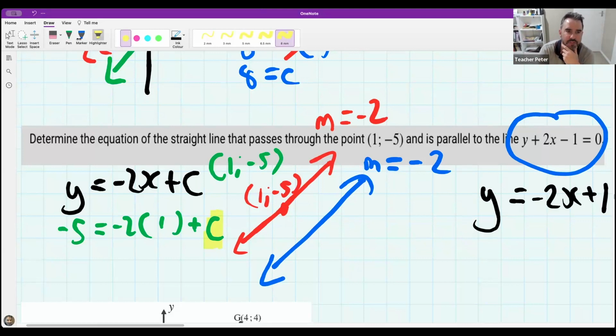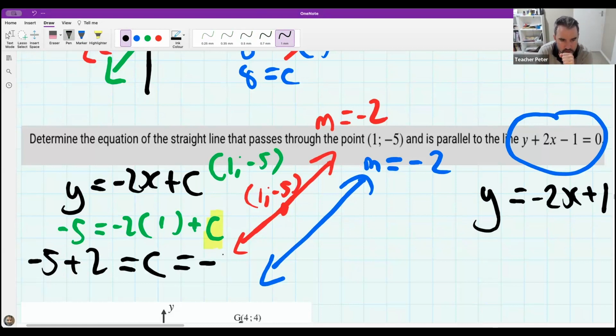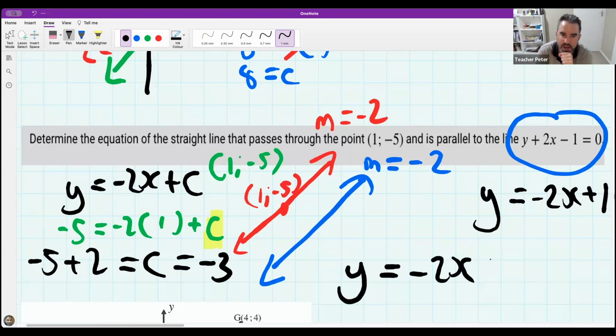So if I move things around, so that's a minus 2. On this side, it becomes a plus 2. And so this becomes minus 3. And the equation of the line should then be minus 2x minus 3.